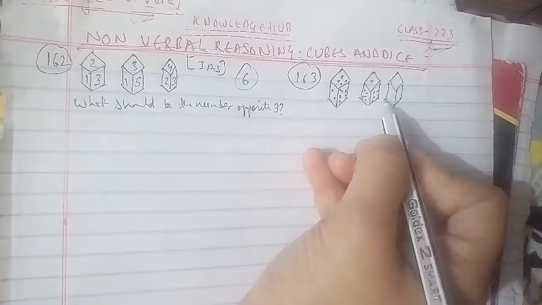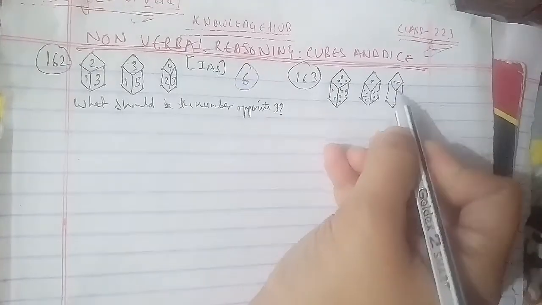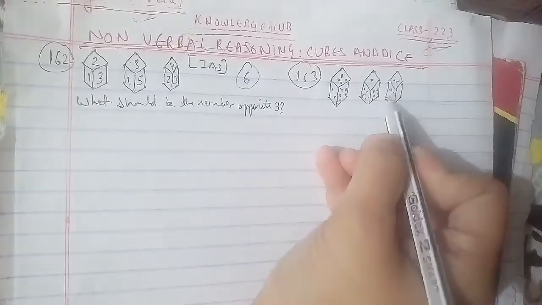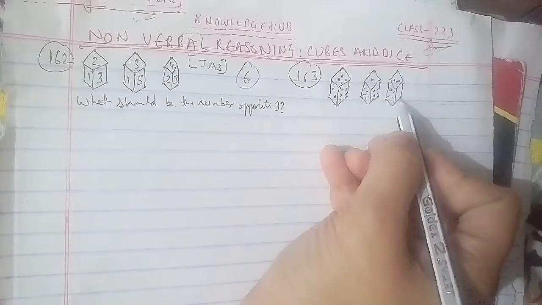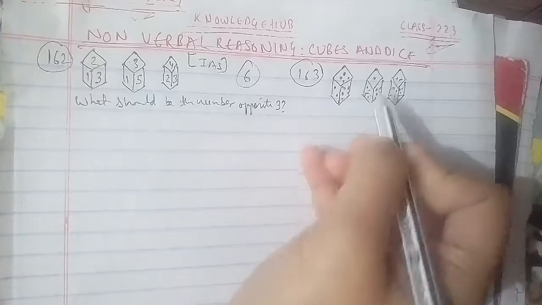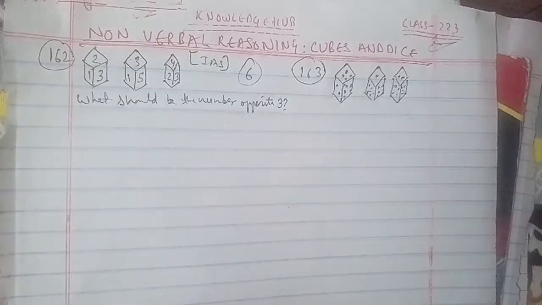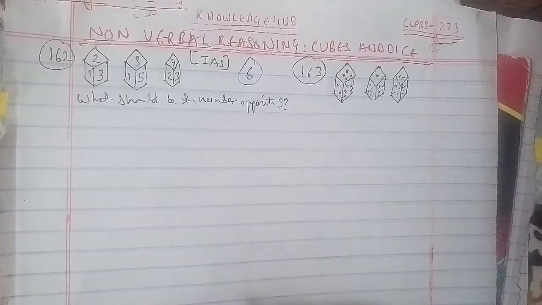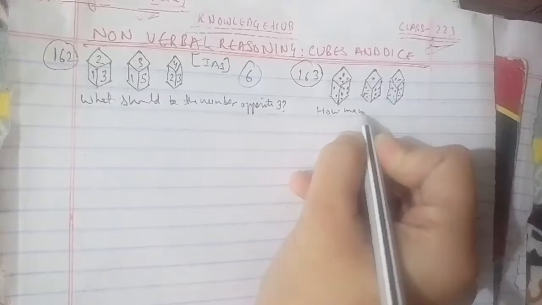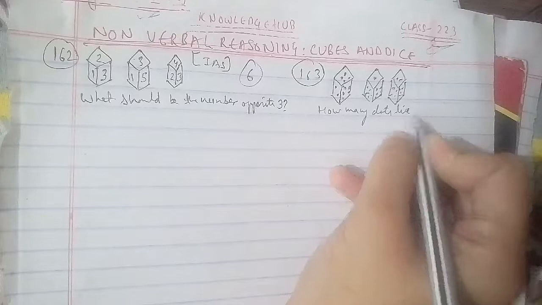The question asked is: how many dots lie opposite two dots? The options we have are 1, 3, 5 and 6. That's what we have to answer here.